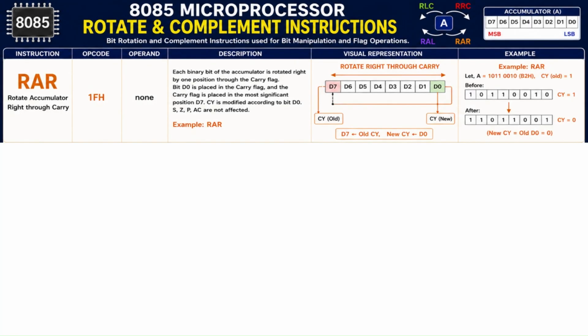Our next instruction is RAR, which stands for rotate accumulator right through carry. Notice that its opcode is 1FH and no operand, like all the rotate operations. Look carefully at the diagram. The accumulator contains 8 bits starting from D7 on the left and ending at D0 on the right. Unlike RRC, RAR also uses the carry flag as part of the rotation. Imagine the carry flag as an extra 9th bit connected to the accumulator.